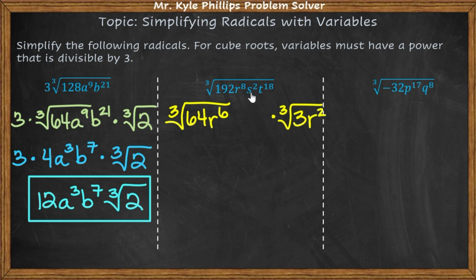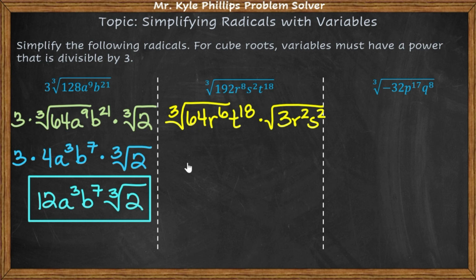Then for s, can 2 be divisible by 3? Well, no, and then you can't make it a smaller number to be divisible by 3. So the s squared is going to go underneath this radical, and the 18 will stay here. So we're going to have t to the 18, and my s squared will be underneath this radical. So here everything can be simplified by a cube root. Here everything is going to stay.